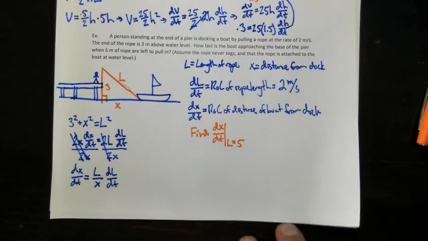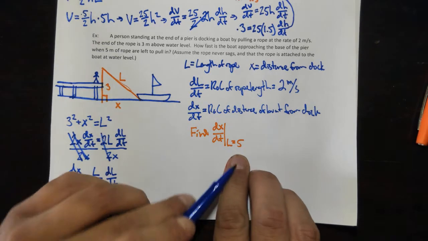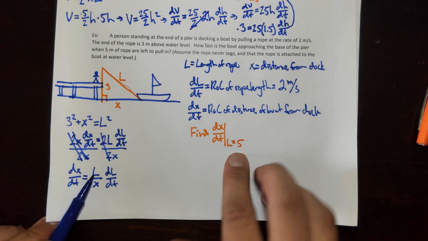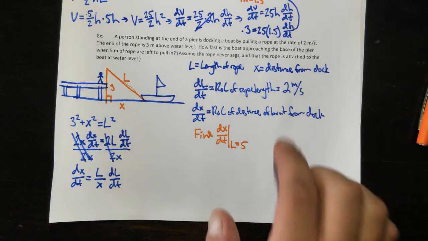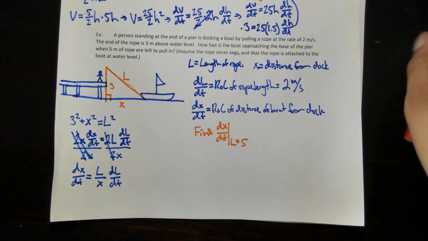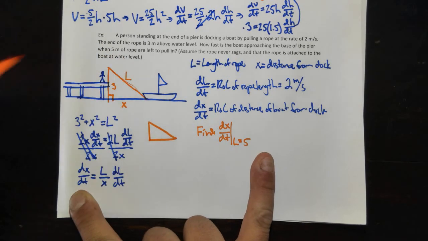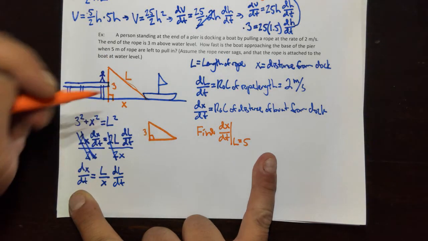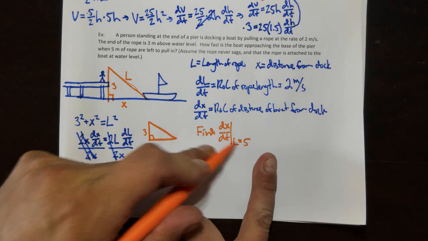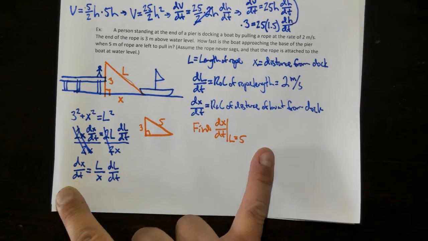And you might notice something interesting here. I believe this happened on one of the questions from yesterday too. We are given an L length, right? When L is 5, we can plug that in, and we have a dL/dt that's 2, so we can plug that in. But we don't have an x value. However, we can find out our x value. So check this out. We have a right triangle here, and we know that this side is, I'll stick with the orange, 3. And we know that we want to find the x length when L is 5. So L is 5.